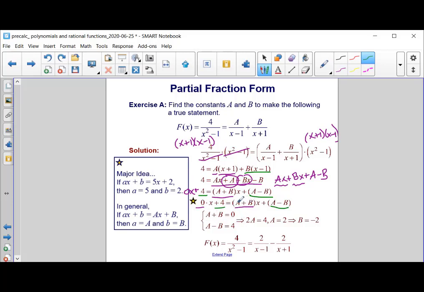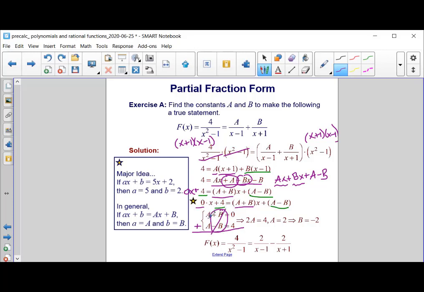So we have one equation, a plus b equals 0, and a minus b equals 4. Oh wait, this is a system of linear equations. And if you'll recall from Algebra 1, we can solve a system of linear equations using either substitution, elimination, or graphing. Elimination seems to be the easiest option, so let's add these two, mainly because I have a plus b and a minus b, and I know that they're going to cancel out.